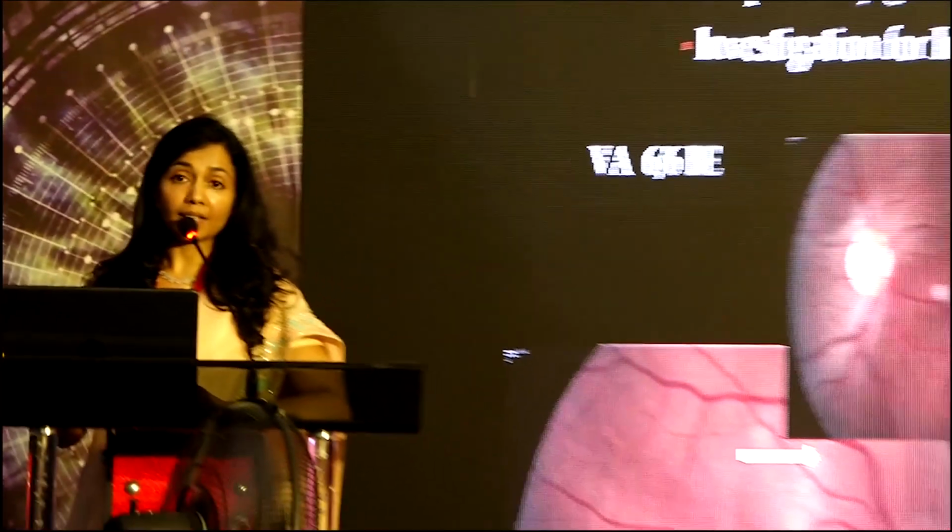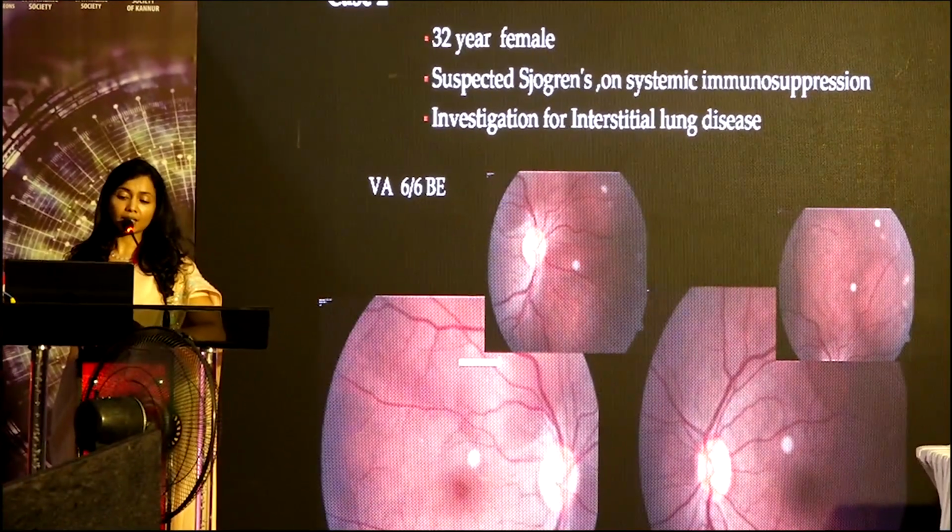Paraneoplastic retinopathy is the second one here. These can be cancer-associated retinopathy or CAR, melanoma-associated retinopathy or MAR, paraneoplastic vitelliform maculopathy, and bilateral diffuse uveal melanocytic proliferation. So let's go to the second case, which is a 32-year-old female with suspected Sjogren's on systemic immunosuppression and under investigation for interstitial lung disease.